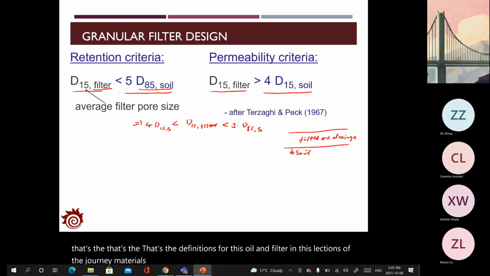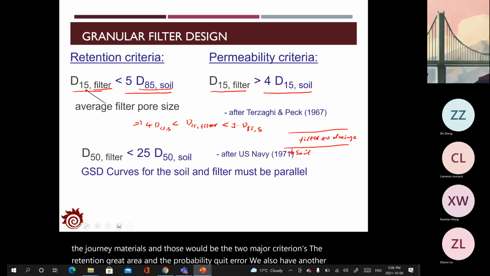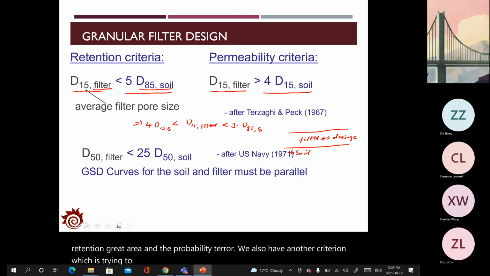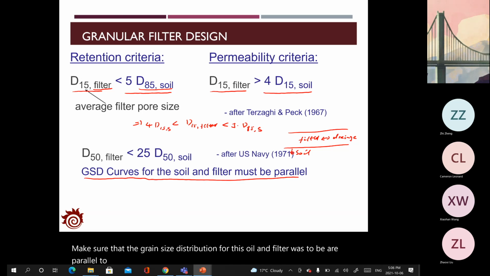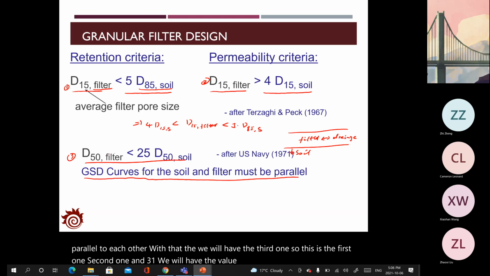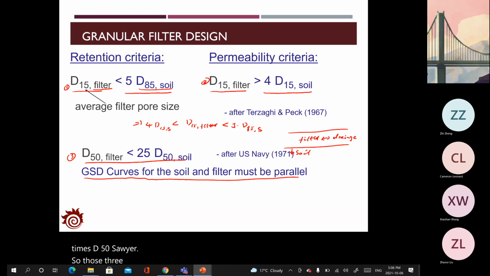And those would be the two major criteria, the retention criterion and the permeability criterion. We also have another criterion, which tries to make sure that the grain size distributions for the soil and the filter are parallel to each other. With that, we will have the third one. So this is the first one, second one, and third one. We will have D50 filter smaller than 25 times D50 soil. Those three criteria will be applied for us to identify whether an aggregate is appropriate for the drainage layer.